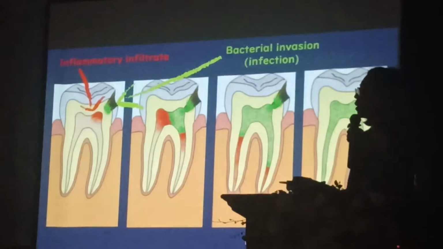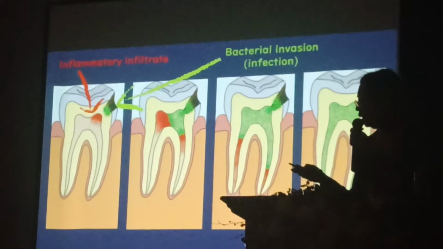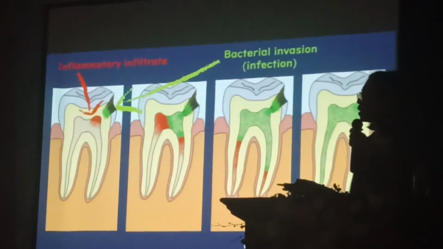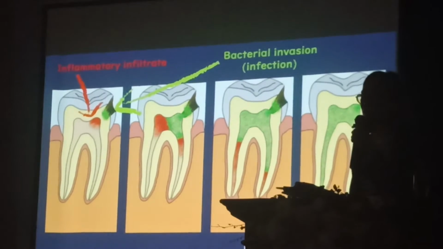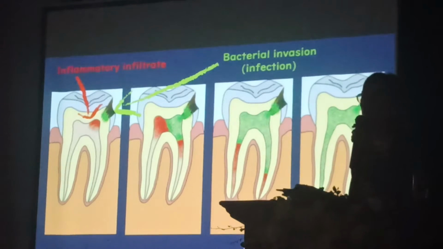And also we understand more about pulp biology. Look at this picture from left to right. When I was in dental school, it didn't matter if you got an exposure from caries, it was root canal, in these four situations.